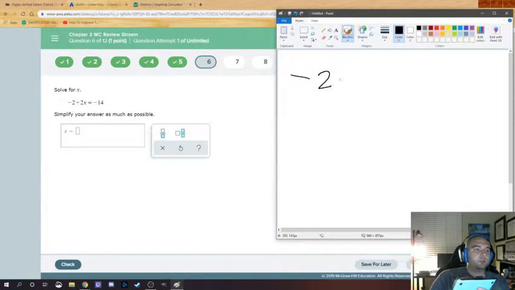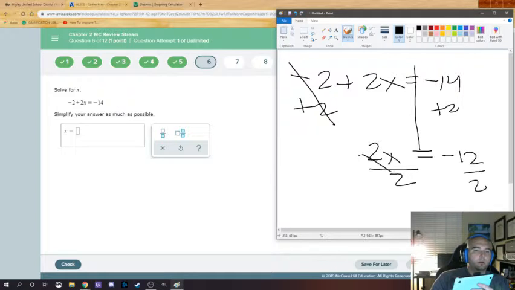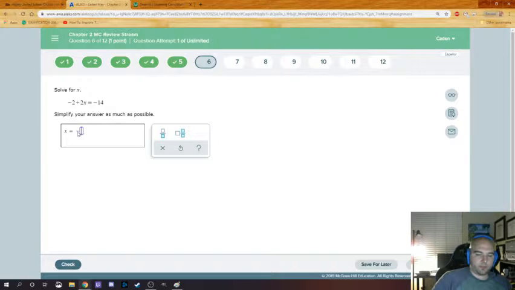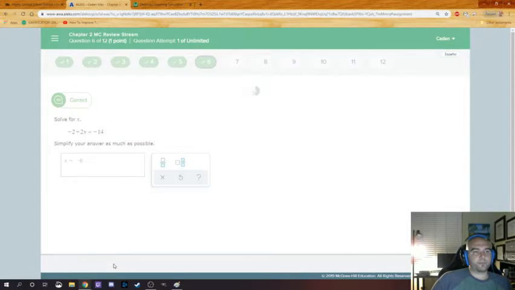Okay, we got negative 2 plus 2x equals negative 14. You're going to add that 2 so that the negative 2 goes away. This leaves you with 2x, and negative 14 plus 2 is negative 12. You divide by 2, x equals negative 6. Very similar to the last problem. Do a couple steps, yada yada, bada bing, bada boom, you get an answer. Will there be something like this on a quiz? Yes, for sure.